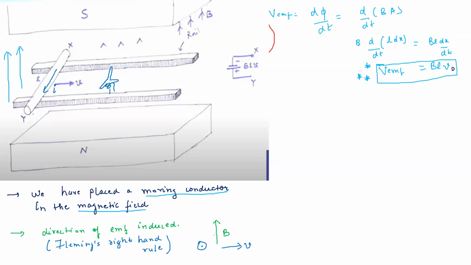Now, this current is leaving which terminal, whether it is leaving the Y terminal or the X terminal? It is leaving the Y terminal. The terminal which it is leaving will be the positive terminal, because current in a battery also comes out of the positive terminal. So current coming out of the Y terminal makes it the positive terminal. So this is the direction of the EMF induced. This is Y, this is X.